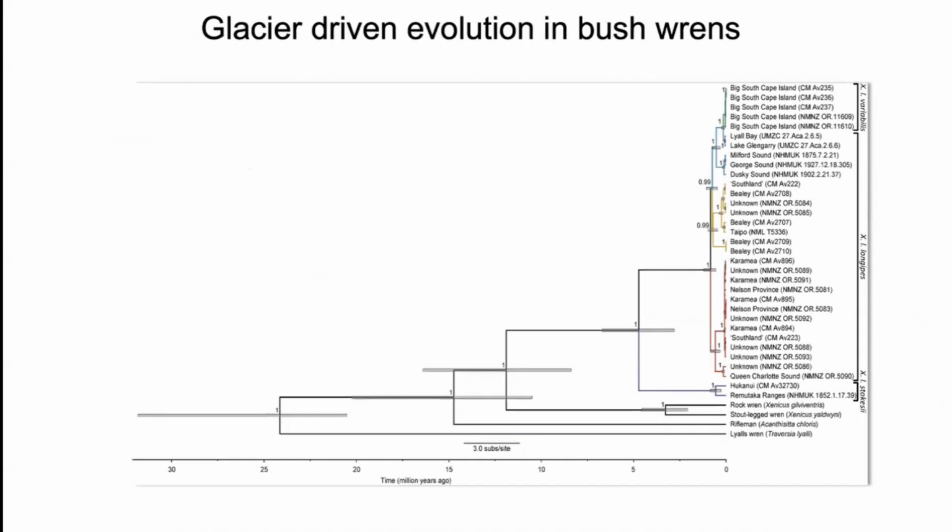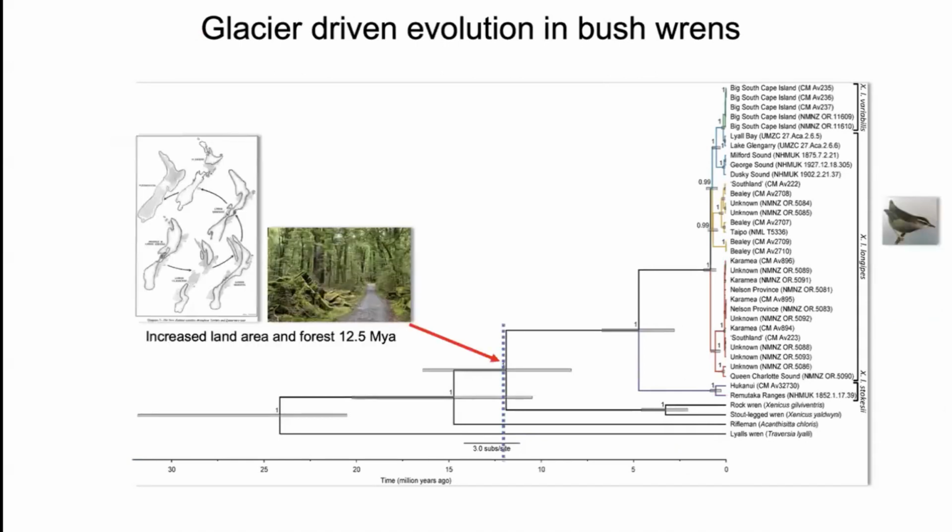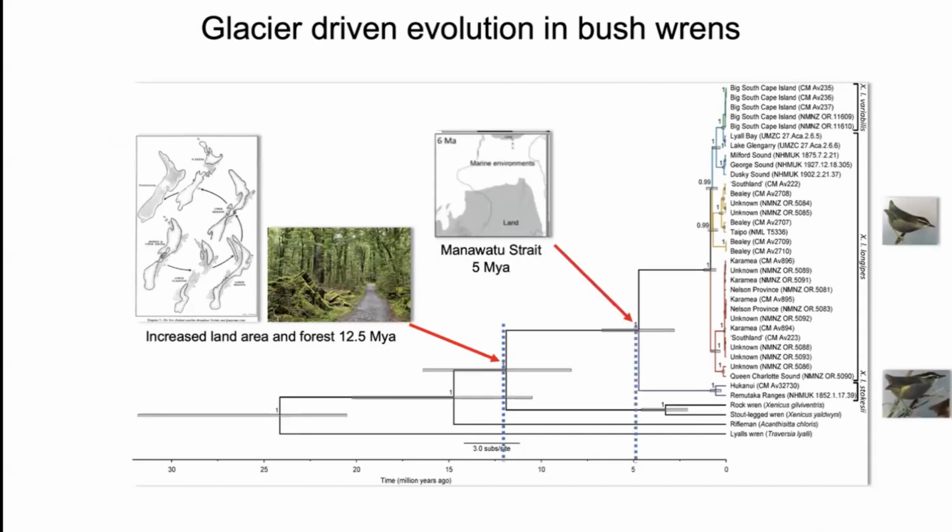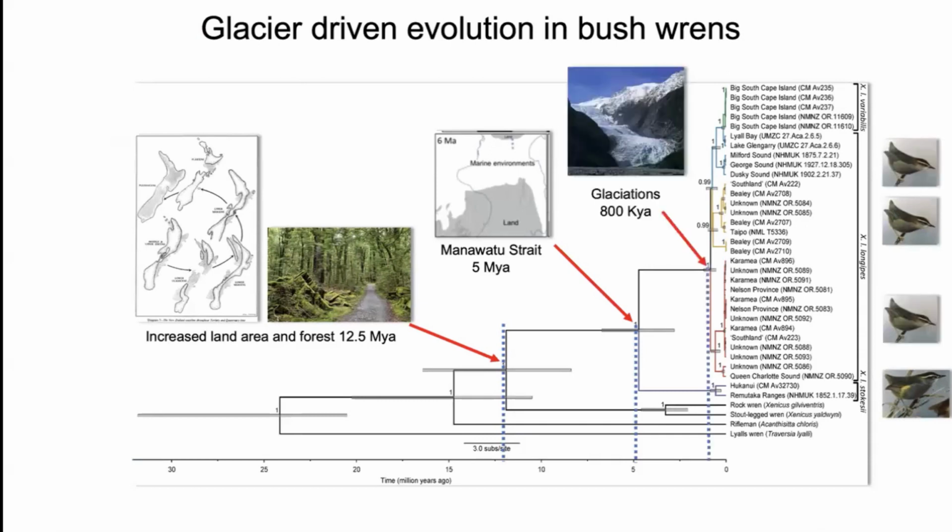So if we date this phylogeny, we can see that the bush wren as a whole separated from the closest relatives, the rock wren and stout-legged wren, around about 12.5 million years ago. We're getting increased land area coming out of the Oligocene drowning. We've got this hothouse, lots and lots of forest. And around about 5 million years ago, you get the split between the North and South Island, again the Manawatu Strait. And then 800,000 years ago, give or take, is when we get this massive explosion of genetic diversity being created. And we think that's the glaciations.